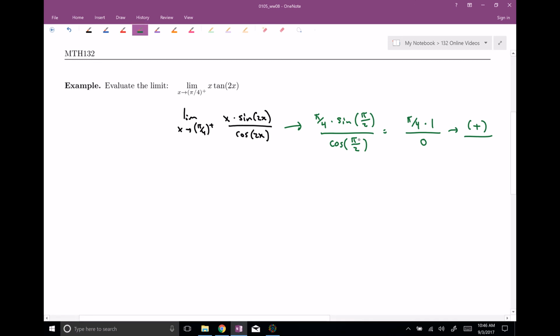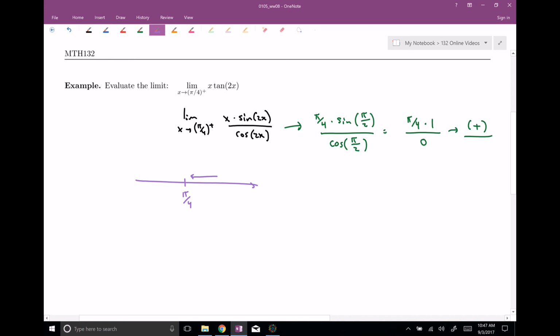Okay, so in order to figure out if this 0 here is a little bit positive or a little bit negative, we would usually plug in something that's very close to pi over 4, but just a little bit to the right of it, because this is approaching from the right. So if I drew out my number line, something that's close to pi over 4, but just a little bit to the right of it, because again, we're approaching from the right.